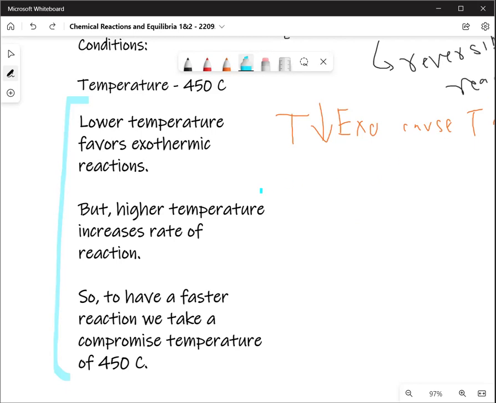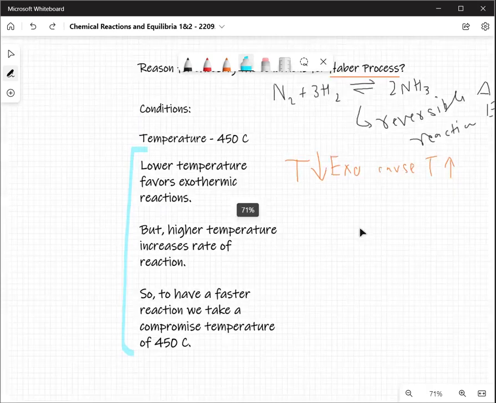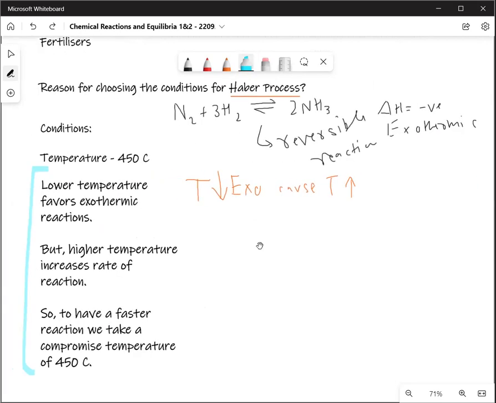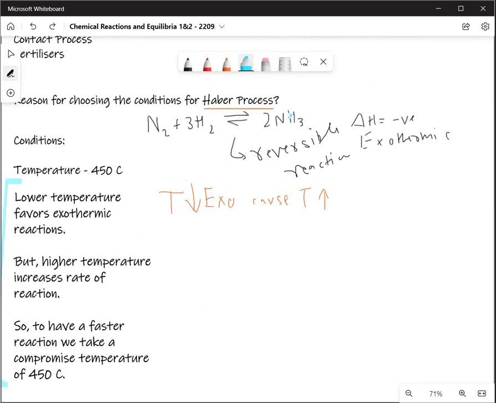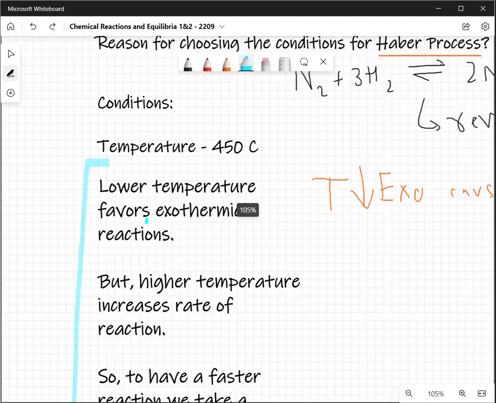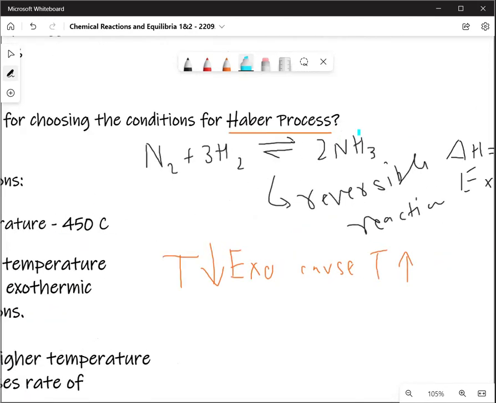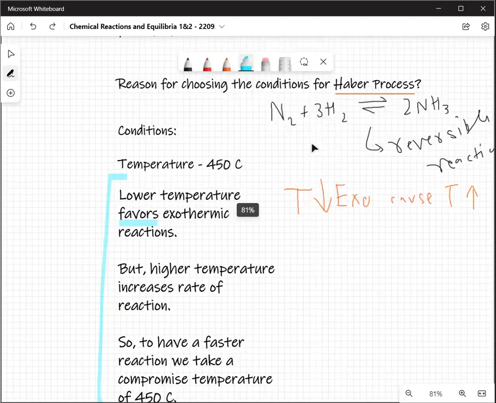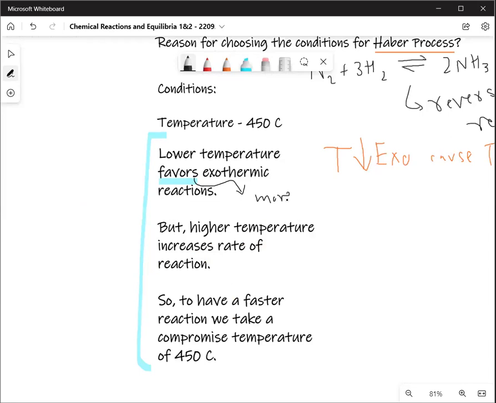Lower temperature favors exothermic reactions, but higher temperature increases rate of reaction. So to have a faster reaction, we take a compromise temperature of 450 Celsius. Even though lower temperature will give us more ammonia, what does favors mean? Favors means that more ammonia is made.